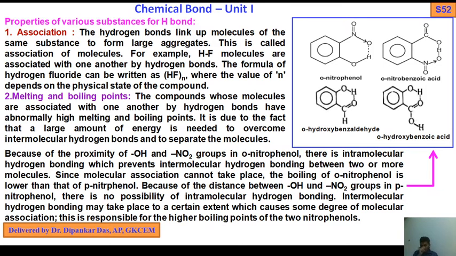The same explanation applies to ortho-nitrobenzoic acid and ortho-hydroxybenzoic acids. In this way you can discuss the association and the melting and boiling points of hydrogen-bonded compounds. These are the properties of substances with hydrogen bonds: melting point, boiling point, association. Next, we come to the boiling points of hydrides.